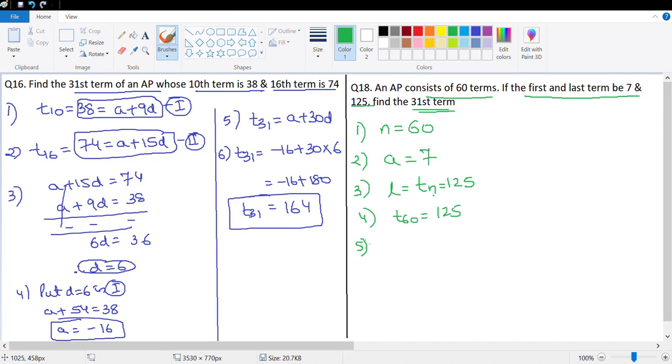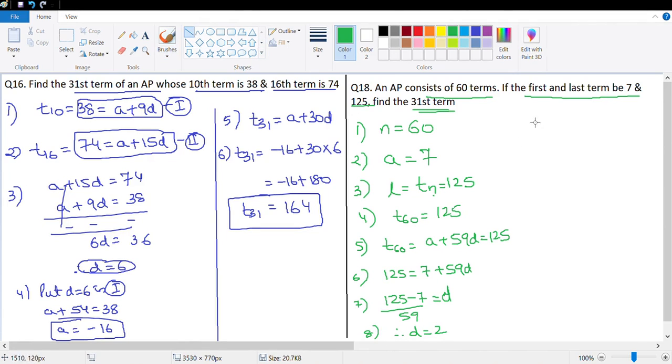So T60 basically is equal to A plus 59D, and this is given equal to 125. Let's solve it. So T60, 125, is equal to A, which is 7, plus 59D. That gives me 125 minus 7 divided by 59 is equal to D. 125 minus 7, that's 118. Divided by 59, that's 2. Therefore, D is equal to 2. So we've got the value of D. We know the value of A.